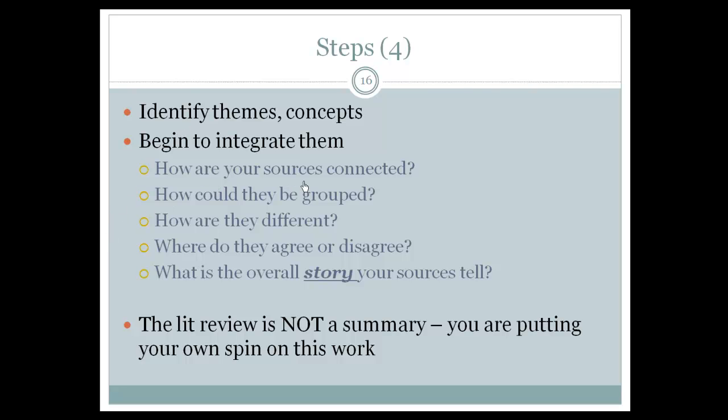You can start saying, well, how are these sources connected? What are they talking about? What are the major things that they bring up? How could these be grouped together? So let's say you have 6 sources, or 5 or so, or maybe up to 7. How can you group these together?